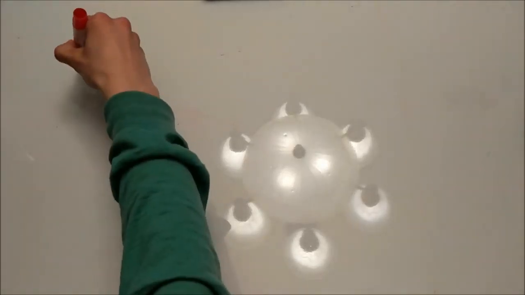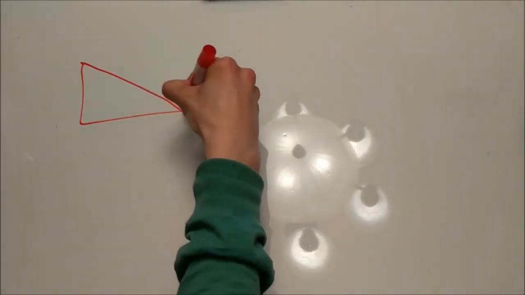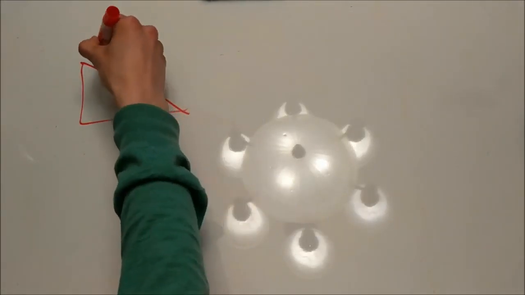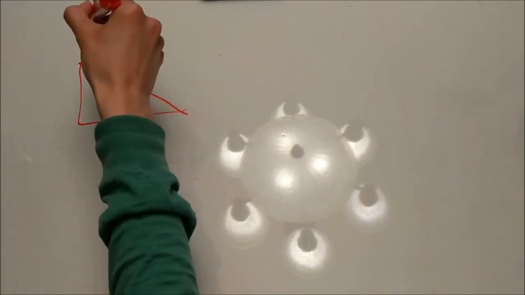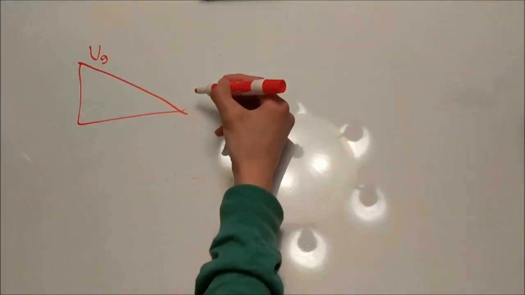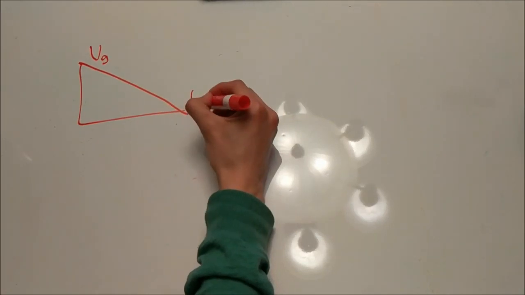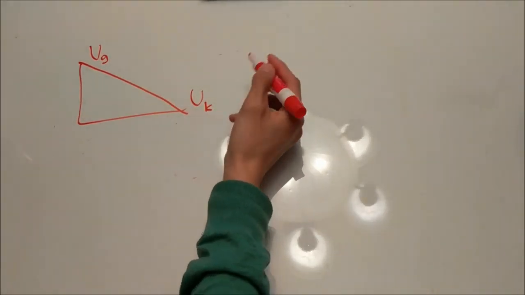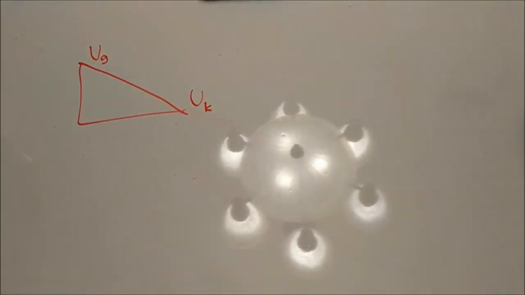Let's go to the drawing board. At the top of the hill, I had a certain type of energy called potential energy, which we're going to represent as U sub G. At the bottom of the hill, I had kinetic energy, which we're going to represent as U sub k. Now, what I want to figure out is the final velocity that I had at the bottom of the hill and see if that matched what our actual value was.